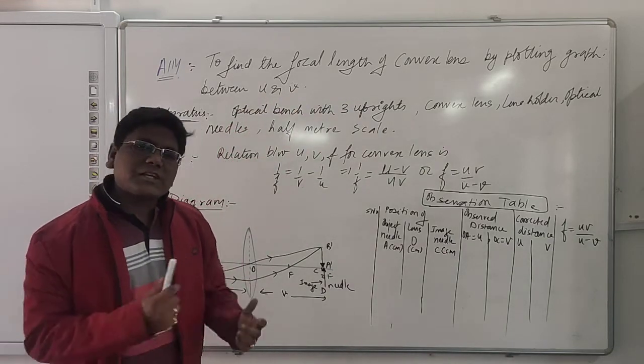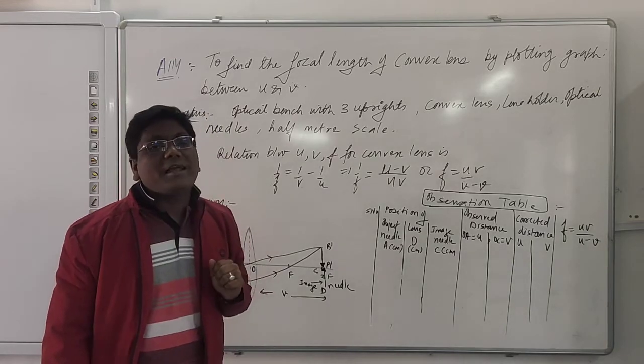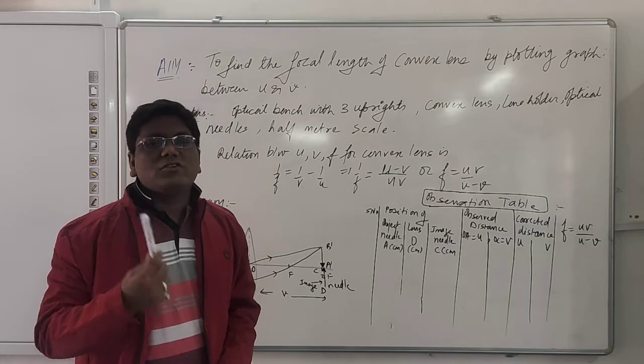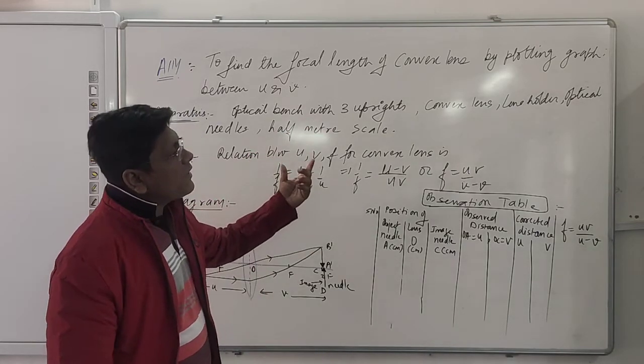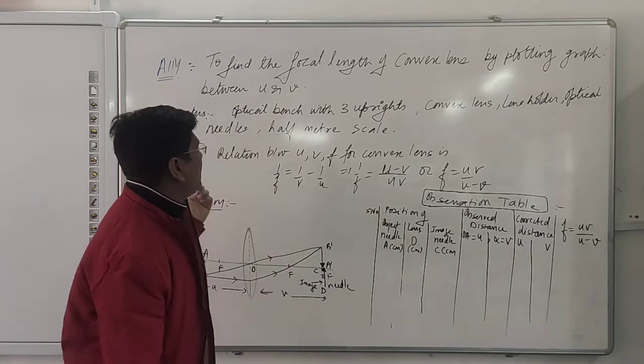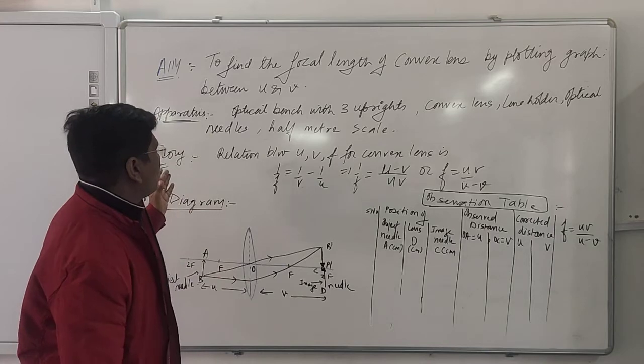So the apparatus which is required for this experiment will be what? We should have the optical bench. It's a very nice device. I will show you that. Now we should have three uprights, right? Then the convex lens holder, then the optical needles and half meter scale. These are the apparatus.